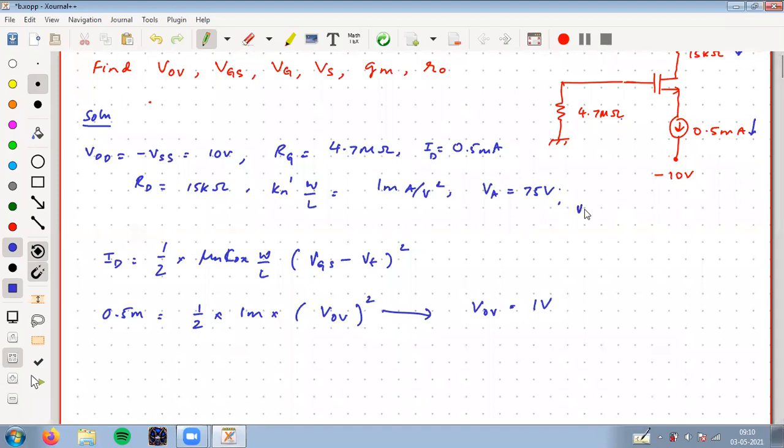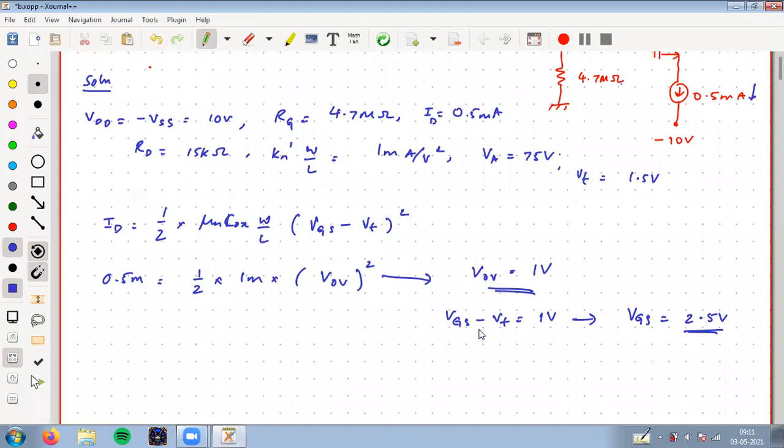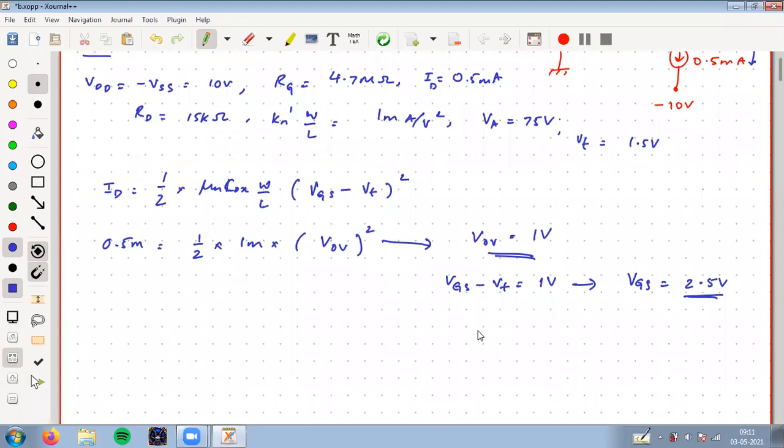Another data which is missing is VT. VT is 1.5. Okay. So VOV is okay. Overdrive voltage I've got. So VOV is VGS minus VT equal to 1 volt. So from this, VGS is 2.5 volts. So VOV is 1 volt.